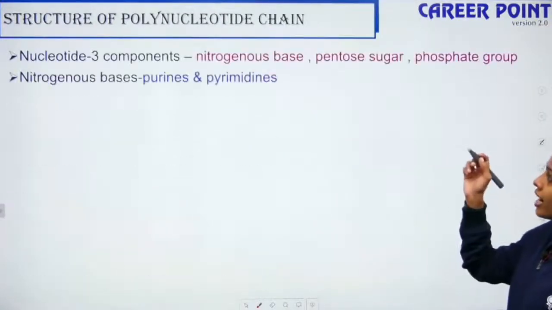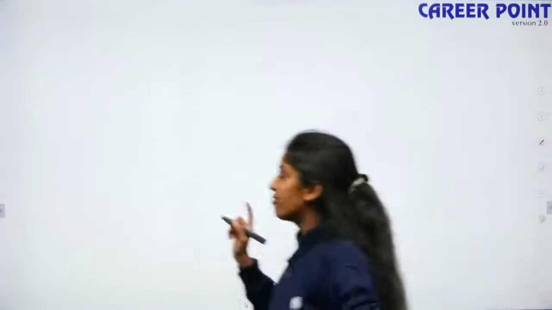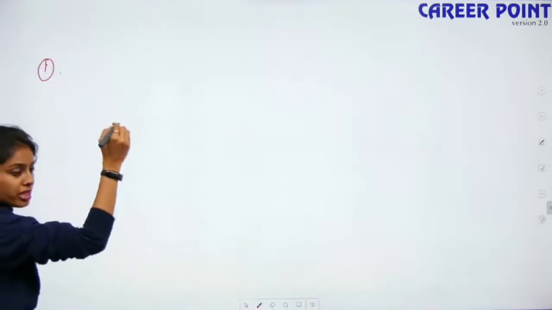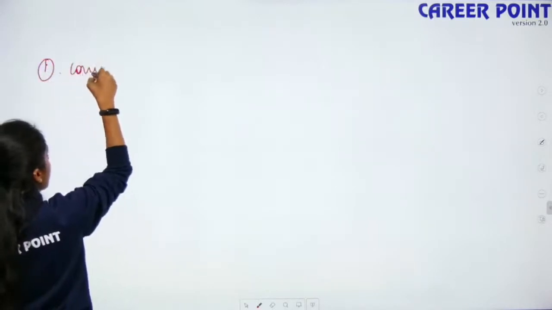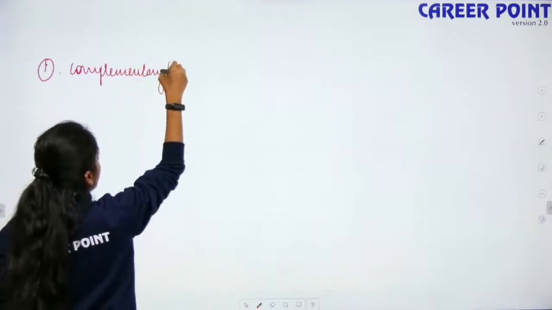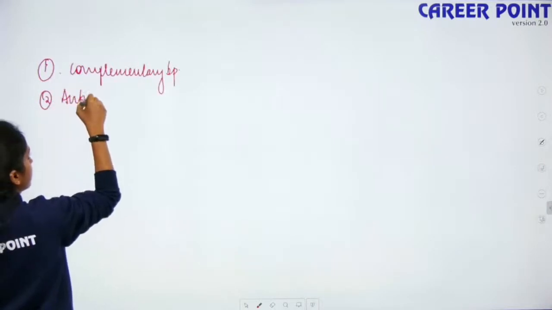Okay, so a nucleotide has 3 components. Yes, so all this we have discussed. So only one more thing I have to talk about. The first hallmark of DNA is complementary base pairing. Yes, so we know what complementary base pairing is now. The next one is that DNA has antipolarity.